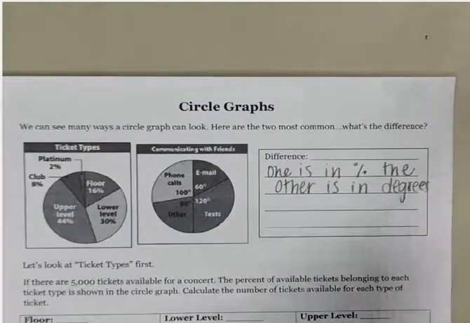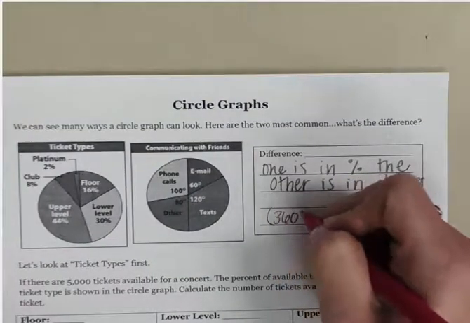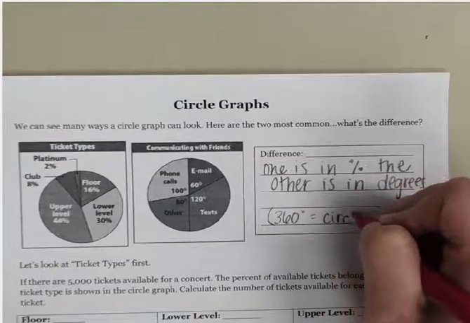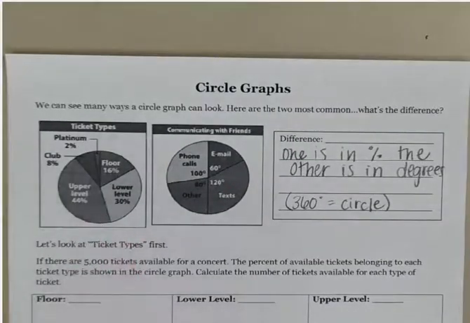Now, do you remember how many degrees are in a circle? In case you forgot, there's 360 degrees in a circle. Just like a triangle has 180 degrees, a circle has 360. Alright, so we're going to look at the ticket types first. If there are 5,000 tickets available for a concert, the percent of available tickets belonging to each ticket type is shown in the circle graph. Calculate the number of tickets available for each type of ticket.